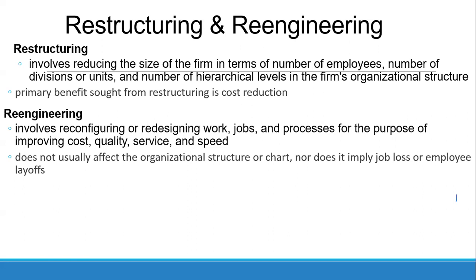So what do we mean when we say you are embarking on restructuring of an organization? It simply involves the degree to which the organizational structure is reduced in terms of the size for the firm to have a sizable number of employees, divisions or units, or sometimes some of the layers will be taken off, and that is what we call delayering. And we do all these things in order to reduce costs.